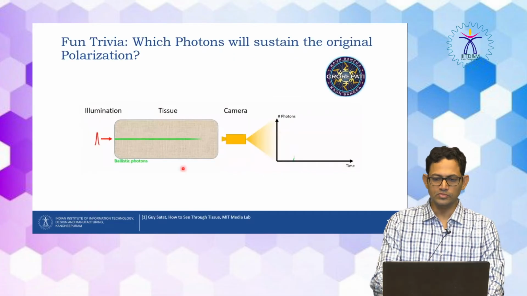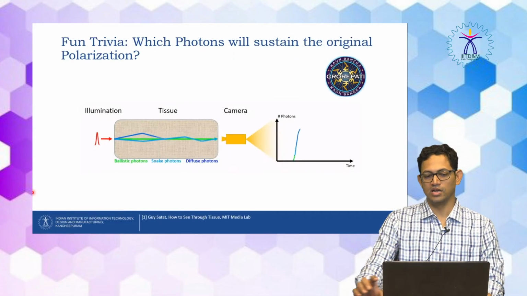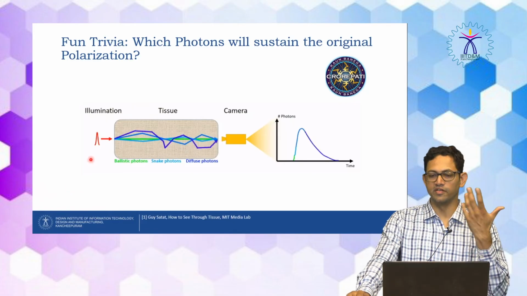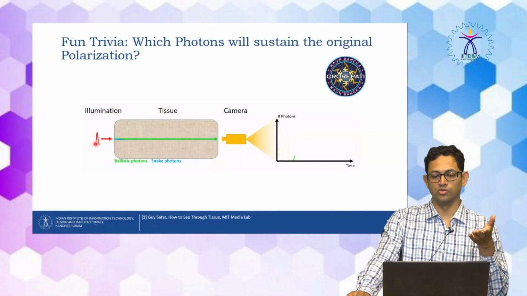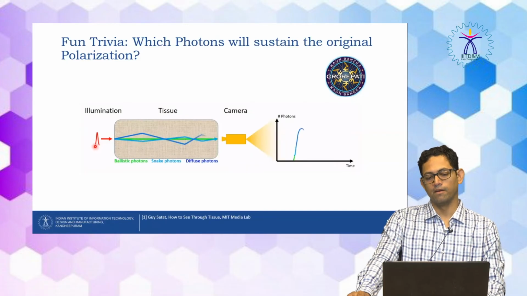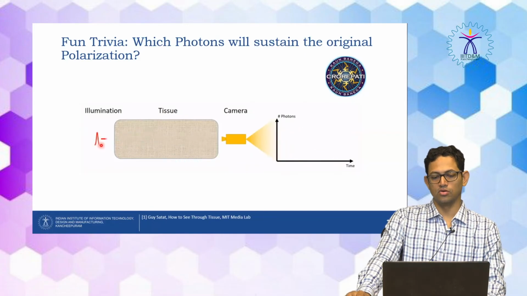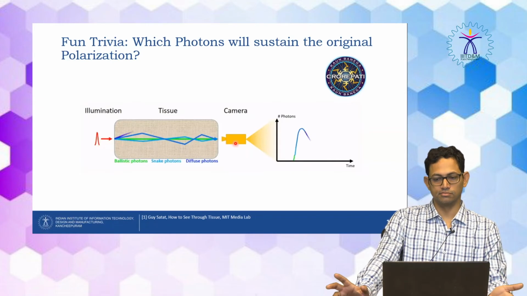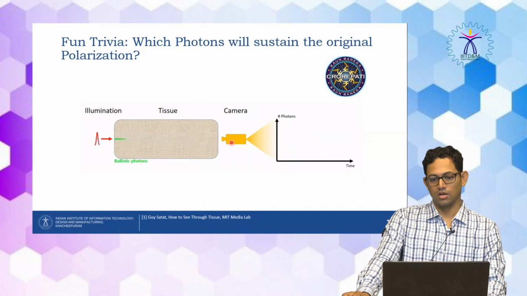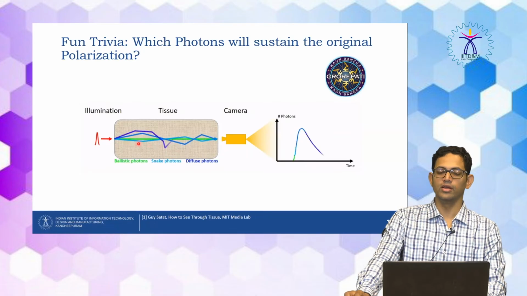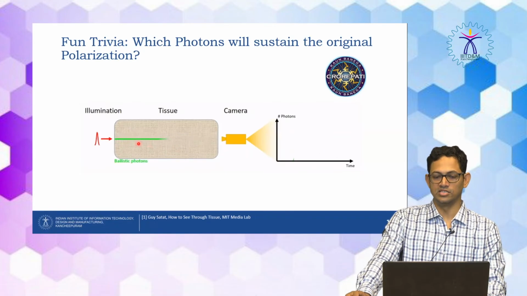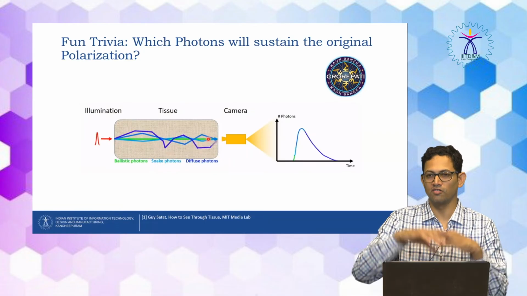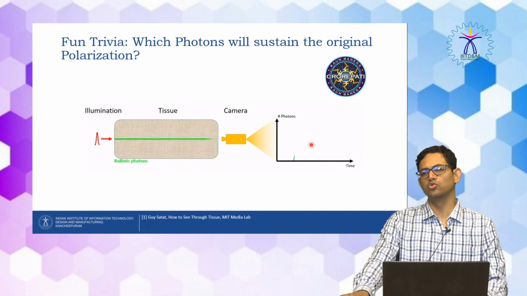Now let us see, this is fun trivia, if the light propagates, which is kind of a form of pulse, the first one that reaches the camera is the ballistic photons. The ones that interact with very few instances are known as snake photons, and the ones which interact significantly with the tissue, where a lot of scattering occurs, are known as diffused photons.